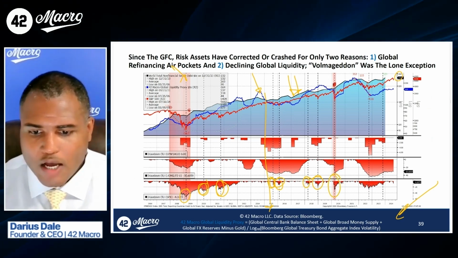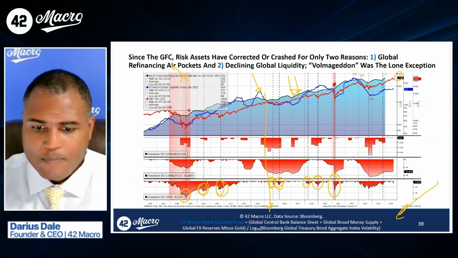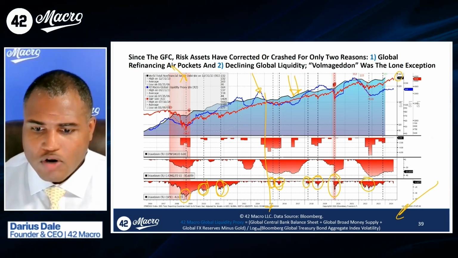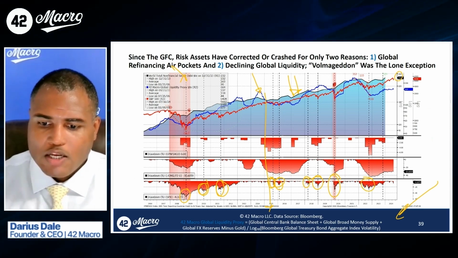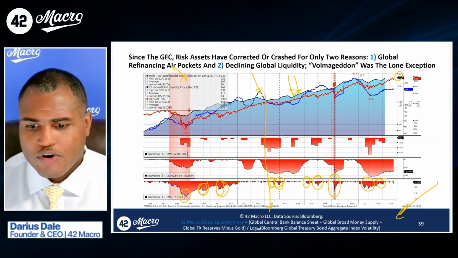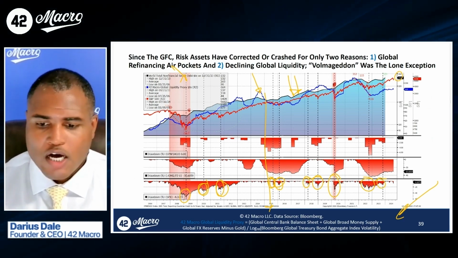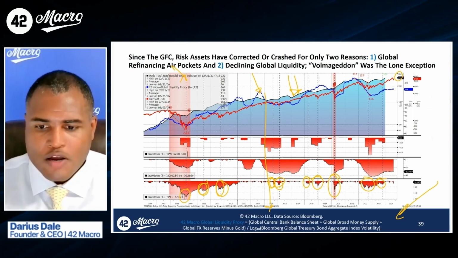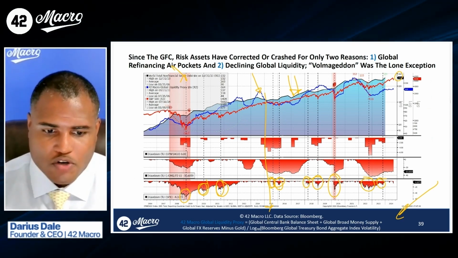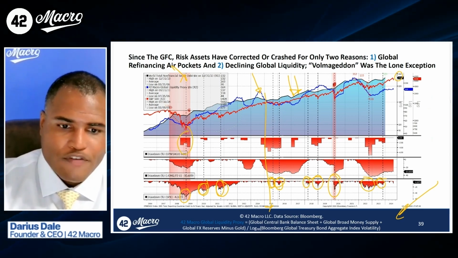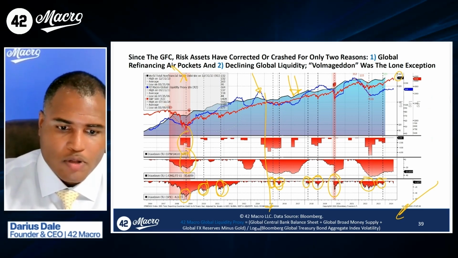We saw, obviously, a 35% drawdown in the stock market in 2020, and then a 25-ish percent drawdown in the stock market in 2022, and then in summer 2023, I want to say we had a 10 to 15% drawdown as well. So as you can see, where each of those black dotted lines are, rising vertically from those circles I just drew, there was either a global refinancing air pocket, or a decline in global liquidity, or both.